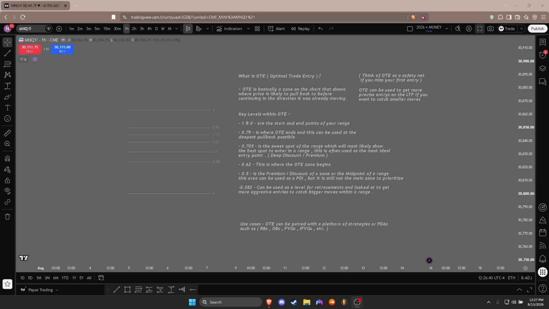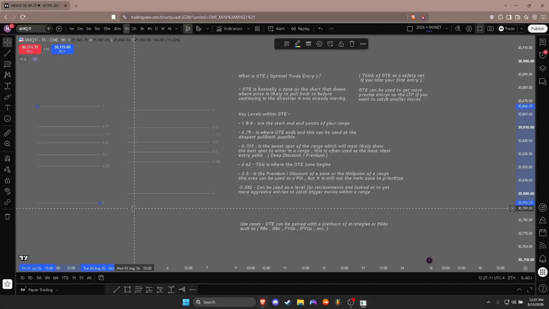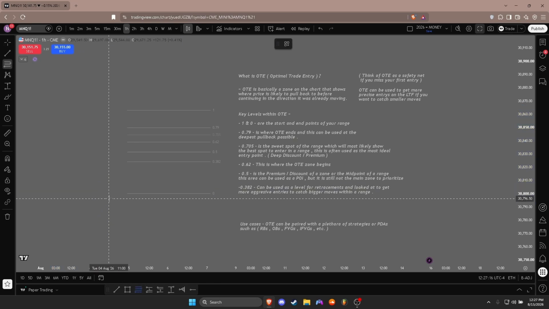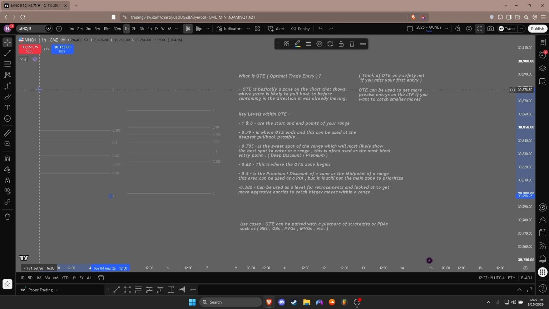So, what is OTE, optimal trade entry? OTE is basically a zone on the chart that shows where price is likely to pull back to before continuing in the direction it was already moving. I like to think of OTE as a map of the current leg we're trading in. For a bearish example, your levels would be more towards the premium side, and for a bullish example, your OTE would be more towards the lower side like this.